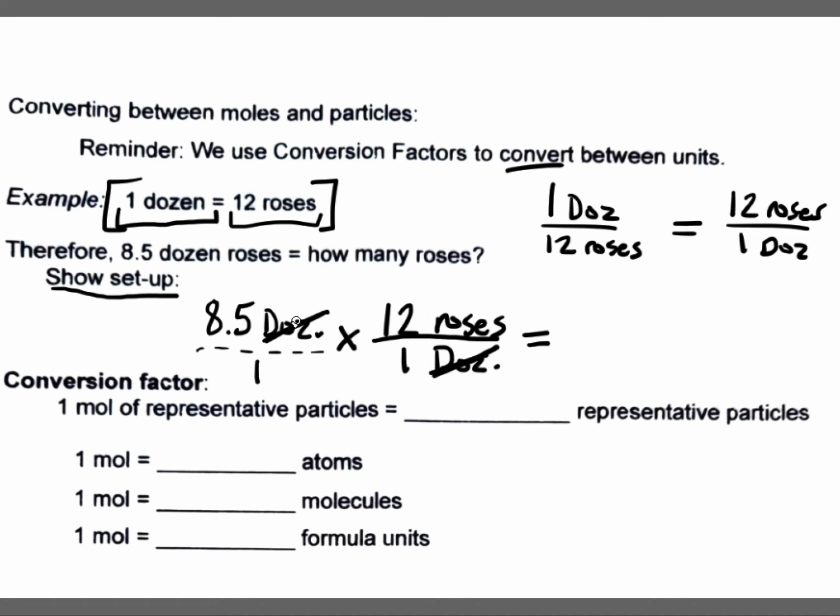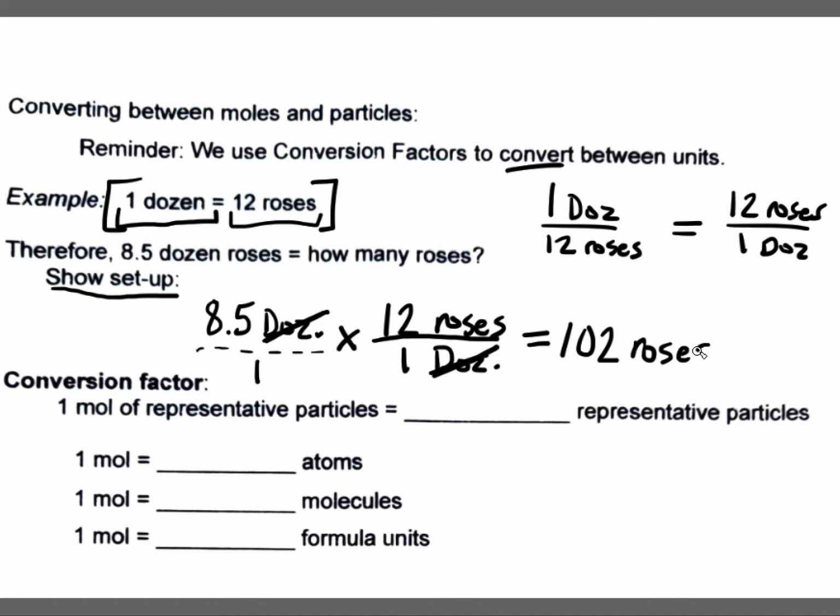That means to solve this problem, I have to take 8.5 times 12 divided by 1 to give me my answer in the end. If we crunch the numbers, 8.5 times 12 gives me 102 roses.